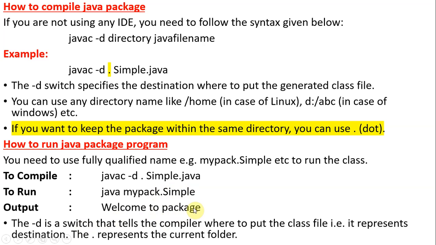Hope you understand. So the execution process is similar: javac and java, but the extra command is minus D dot, to move the class file into a new directory or into the same directory. That is the difference. For normal program execution without a package, we can just use java simple, but here I am using java mypack.simple.